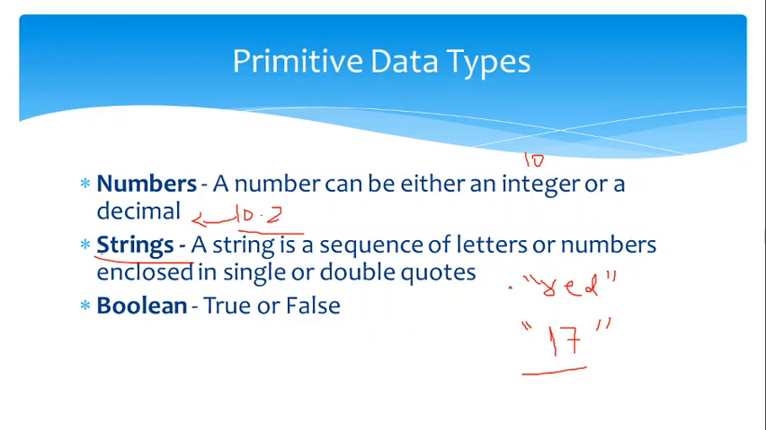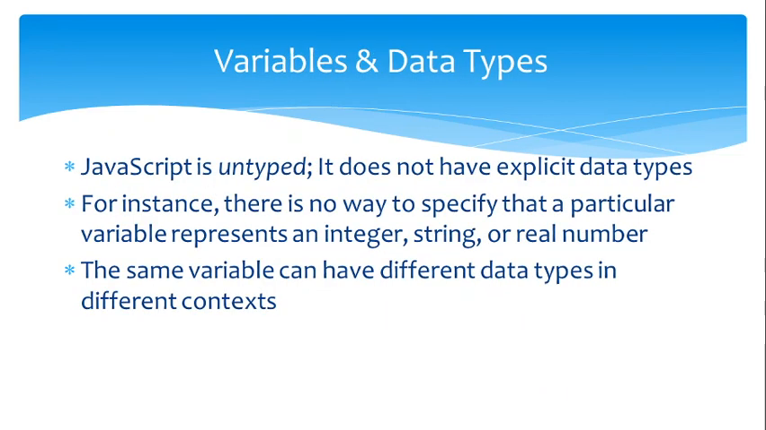So this will come under primitive data type. Already it is available in all programming languages, primitive data type. Now, variables and data type. JavaScript is untyped, it does not have explicit data type. Okay, we don't have any explicit data type. Whatever the data type we have to use. For instance, there is no way to specify that a particular variable represents an integer, string or real.